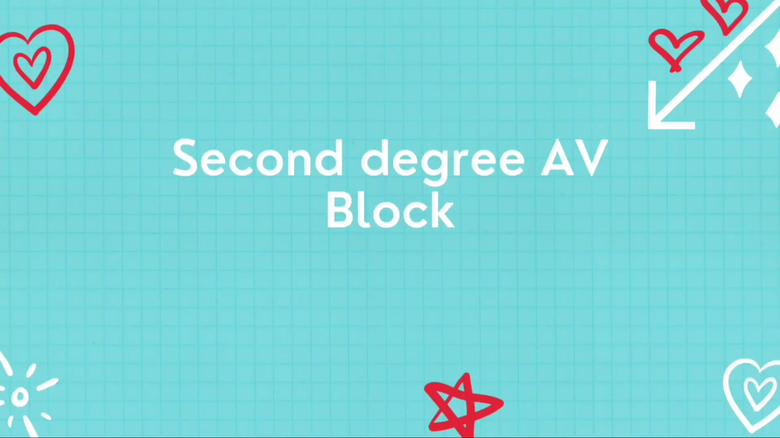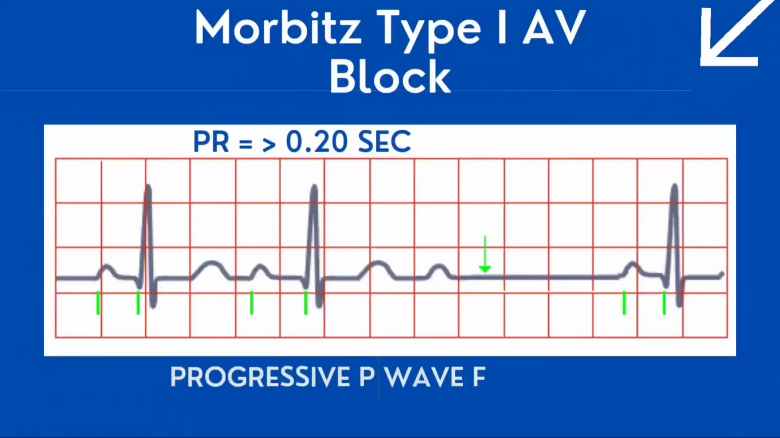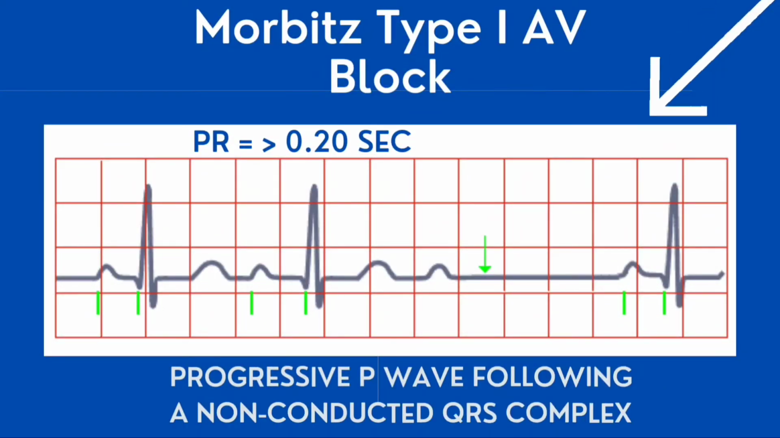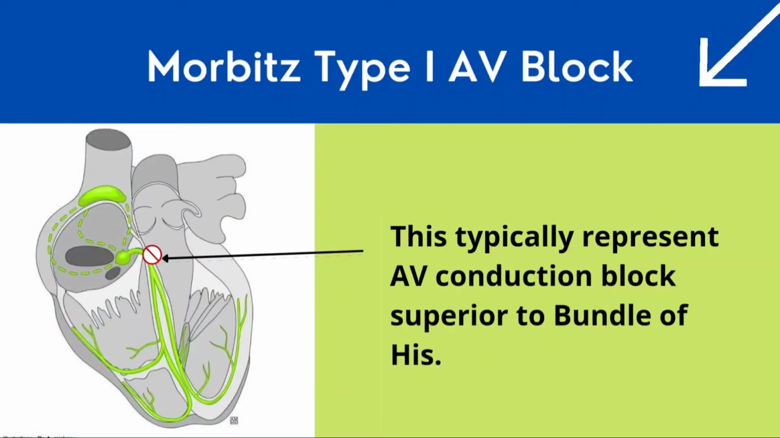Second-degree AV block is characterized by a prolonged PR interval, that is, atrioventricular conduction delay. Two types of second-degree AV block are recognized. The first one is Mobitz type 1 and the second, Mobitz type 2. In Mobitz type 1, progressive PR prolongation is followed by a non-conducted QRS complex.